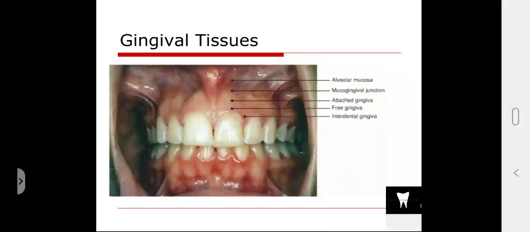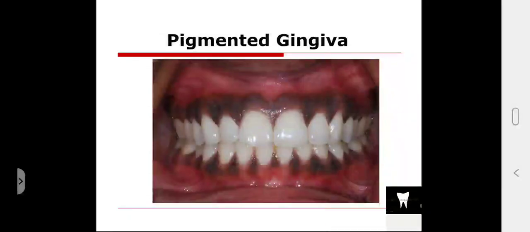Gingival tissues, you could see what the diagram is showing at the very top is the alveolar mucosa. Then you have your mucogingival junction, the attached gingiva, free gingiva, and then the interdental gingiva. Pigmented gingiva is very common. We've all seen it. Those of you that are in school, you may not have had the opportunity yet to see it, but you will. And again, it's just a gingiva having that melanin pigmentation.